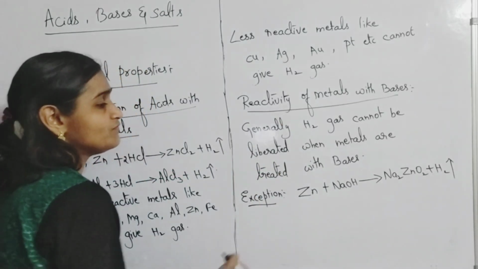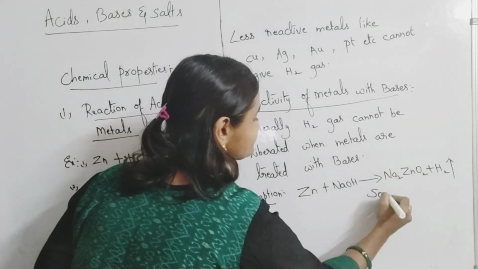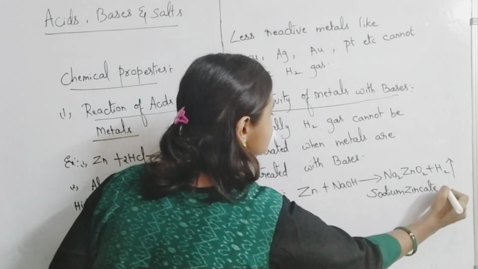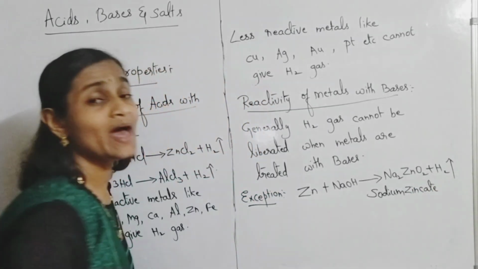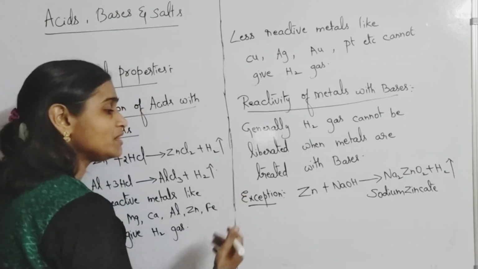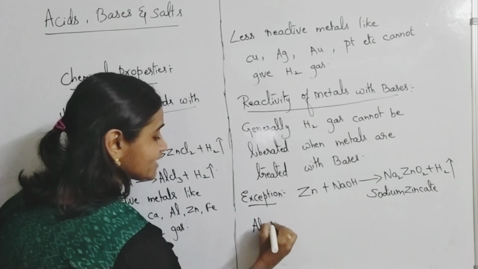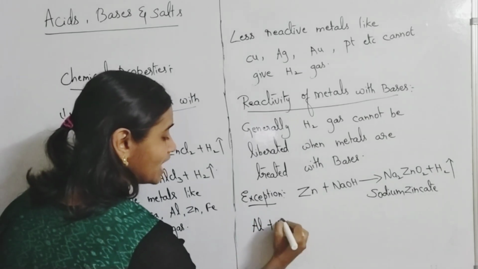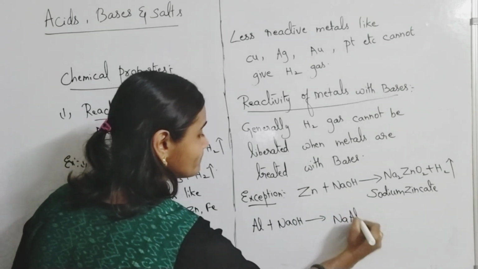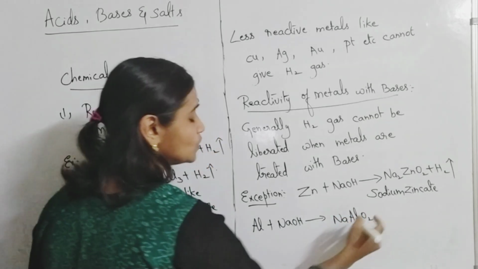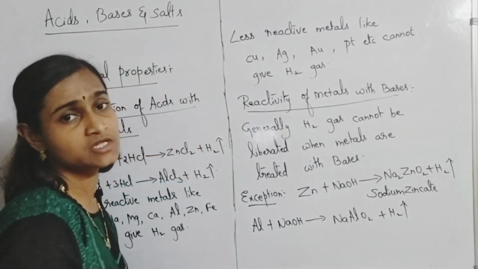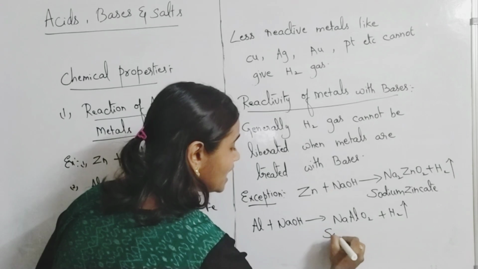Okay, so it forms what? Sodium zincate. And this sodium zincate is actually amphoteric in nature. Zinc oxide is amphoteric in nature. Same like that, you can even expect this with aluminium as well. Aluminium plus NaOH gives rise to NaAlO2, which is called sodium aluminate, and you can observe the formation of hydrogen gas also.